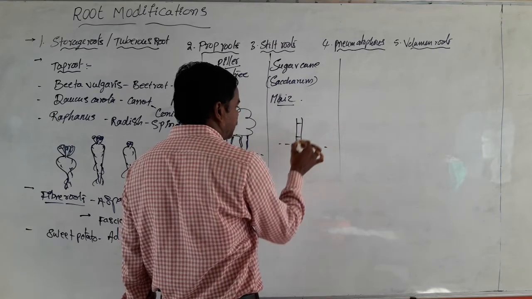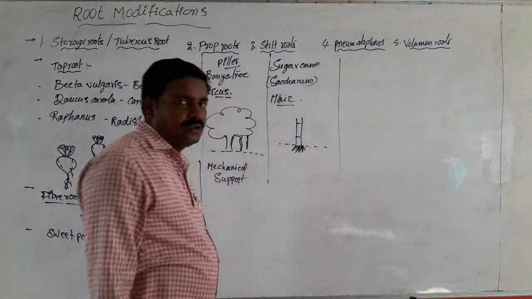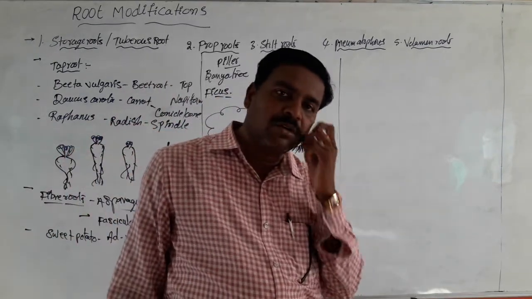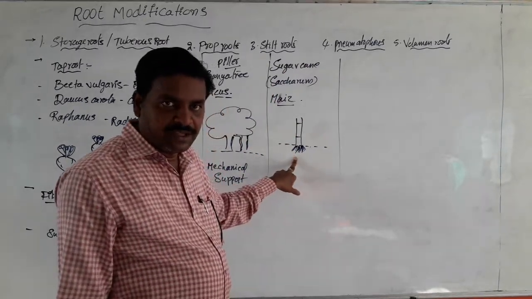This is a node, another node. This is the fibrous root. Actually, these plants are monocotyledonous plants. What type of root system is present in monocotyledonous plants? A fibrous root system is present at the base of the stem.